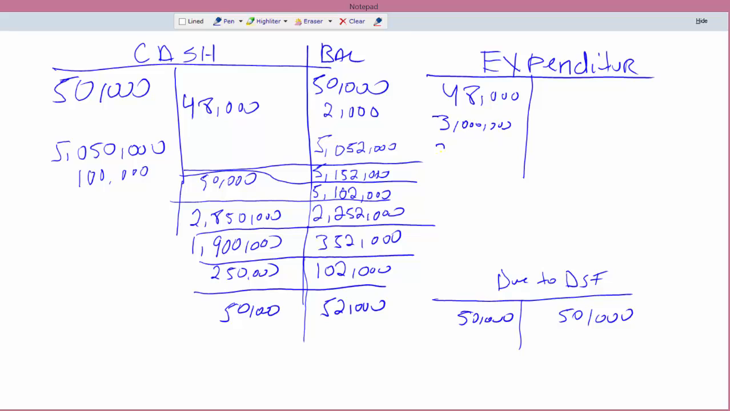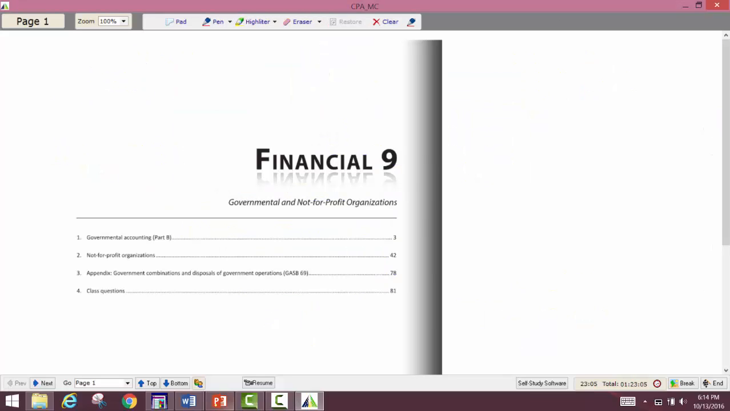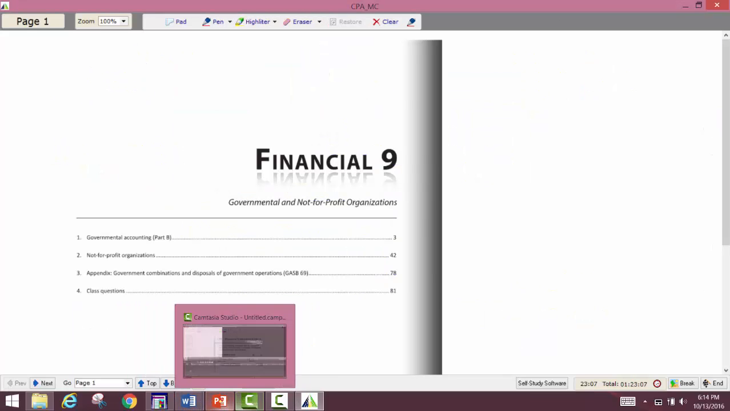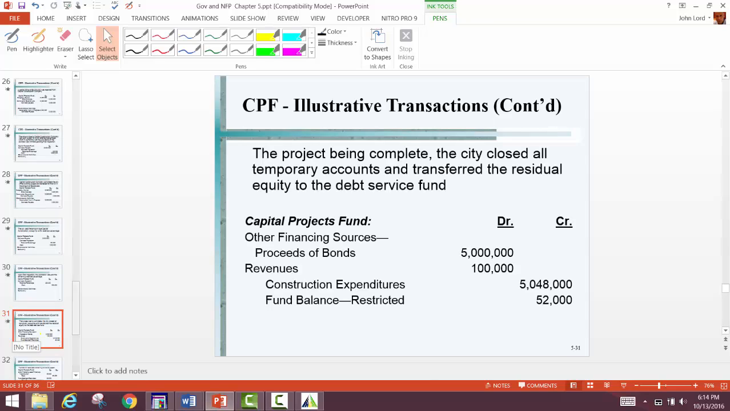And then $2 million, weren't they? 3 million and 2 million. So it was a total of what? 5,048,000 that we spent on this thing. Okay, so I forgot to keep track of my expenditures, but that's what we spent on the expenditures, the 2 million and the 3 million. So that's 5,048,000. And so just going back to the problem now, we're going to credit our expenditures to close those, aren't we? And we're left with what? 52,000 in our fund balance.